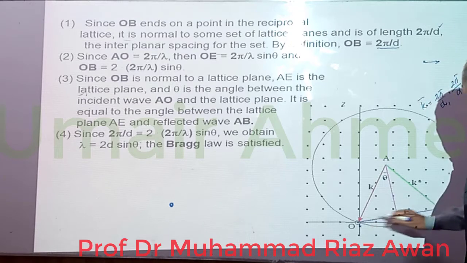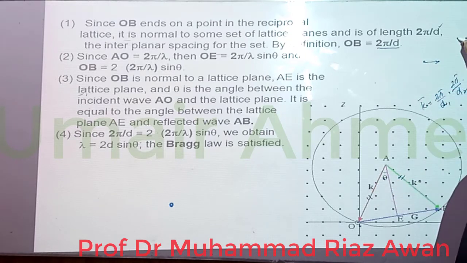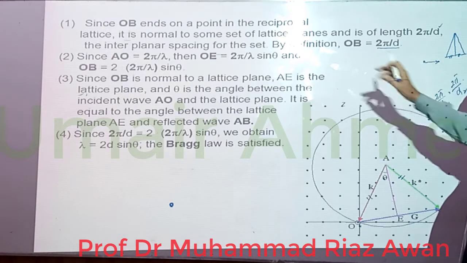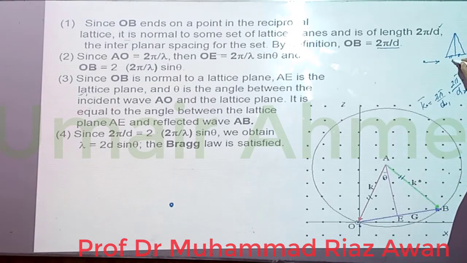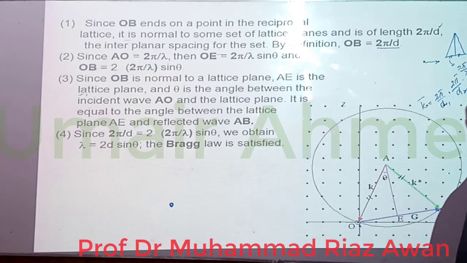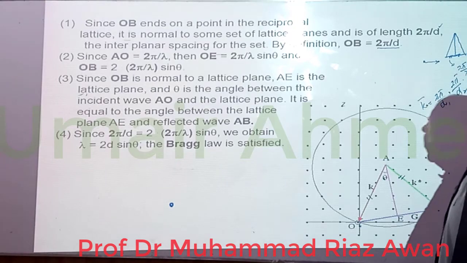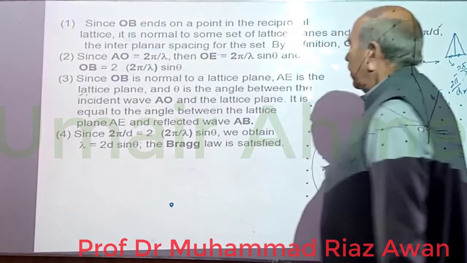And this OB will be double of this, because this is a triangle in which these two sides are equal. If there is a triangle in which two sides are equal, and if I draw a vertical here, this vertical will cut it into two equal parts. So if this one is 2 pi divided by lambda, and this one 2 pi divided by lambda sine theta, then this total length, from here to here, will be equal to 2 multiplied by 2 pi divided by lambda sine theta.